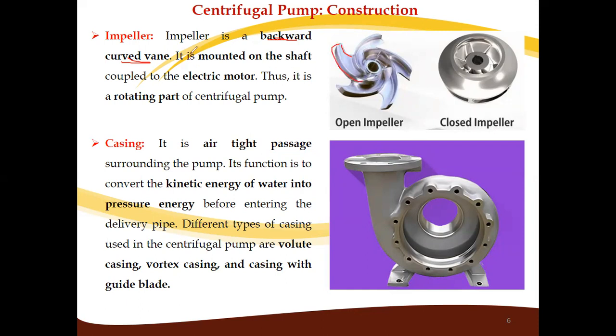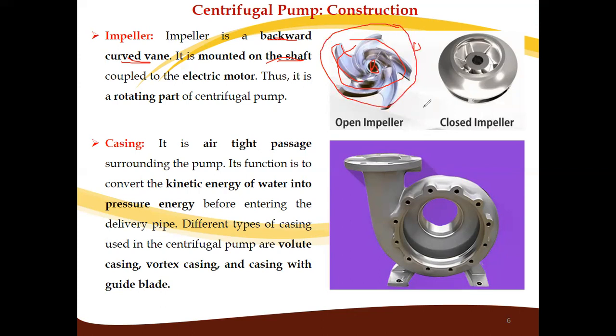So this curve impeller with these backward curve vanes is mounted on a shaft. So here is the hole. The shaft is fixed in this hole, and this shaft is again coupled to the electric motor shaft. When the motor rotates, the shaft rotates and this impeller part will rotate. Thus the impeller is the rotating part of the centrifugal pump.